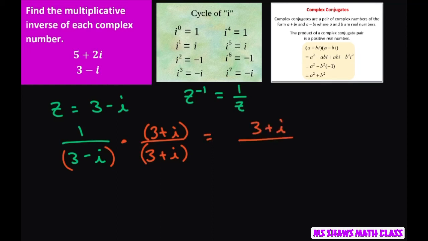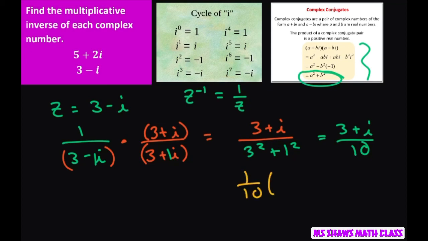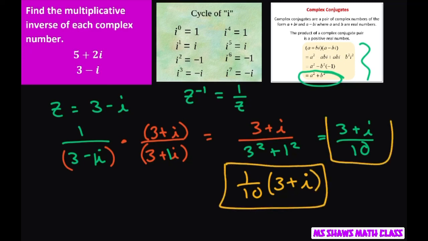For the denominator, we're going to use our complex conjugate product formula here, that's going to be 3 squared plus 1 squared, because remember, there's a 1 here. So that's going to be 3 plus i divided by 10. Or you could say this is 1/10 times 3 plus i. And that is your final answer. Or this one is fine as well.